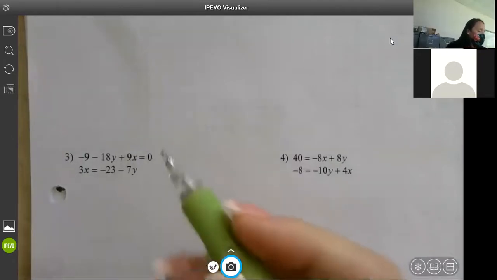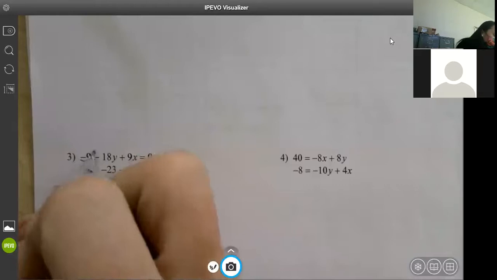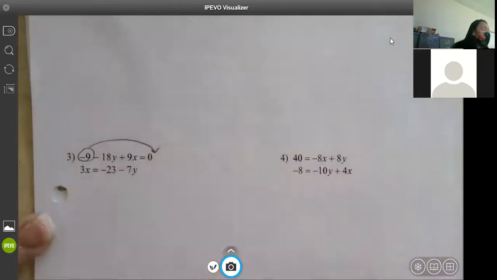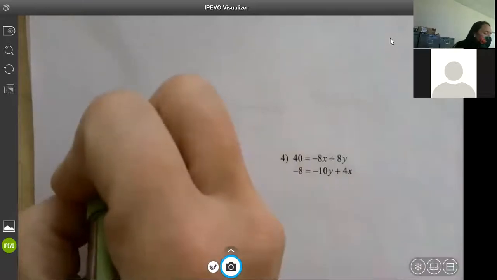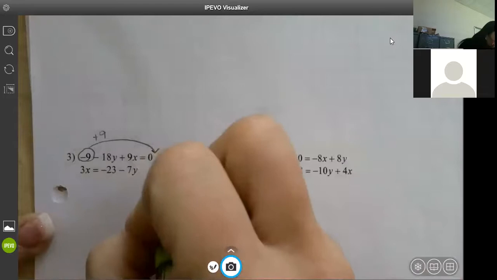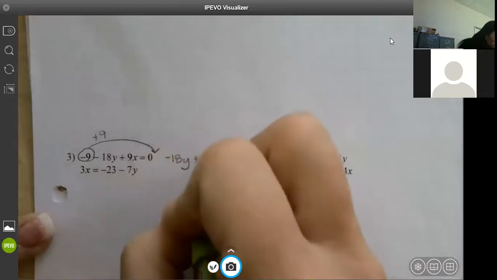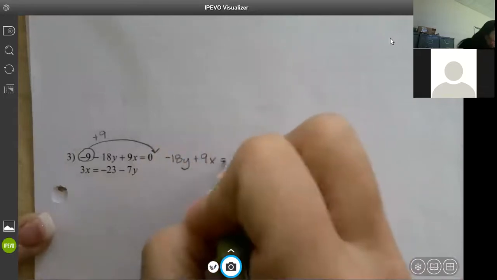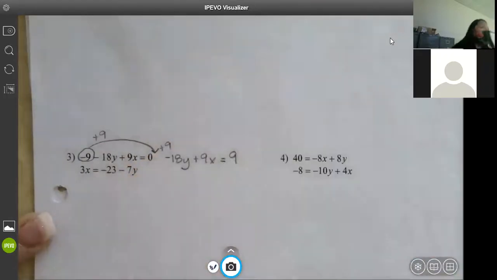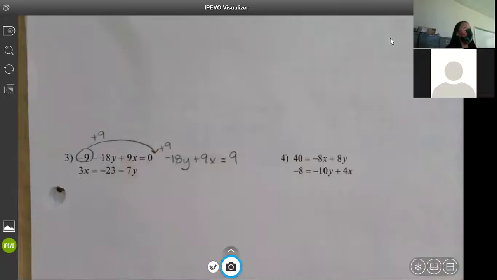So here, this one is out of place, so I'm going to put it on the other side. The way that I do that is I'm going to add that 9 over. So this is what your new equation is going to look like: negative 18y plus 9x equals, what is 0 plus 9? 9. If you want to switch the x and the y, you can, but you don't have to.